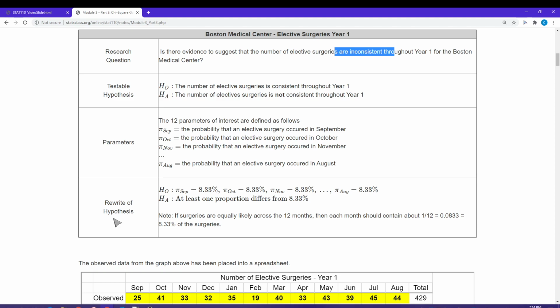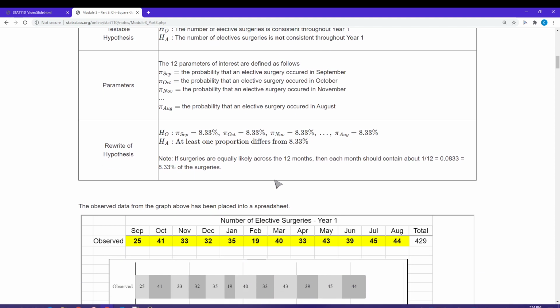Remember, what we would like to show, the research question, goes into the HA. The null hypothesis is how the reference distribution is built. If surgeries are equal across all 12 months, then I should expect about 1/12, which is 8.33% in each month. So that's going to be the value of the parameters under the null hypothesis.